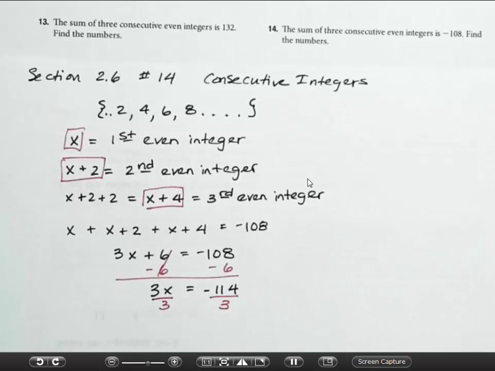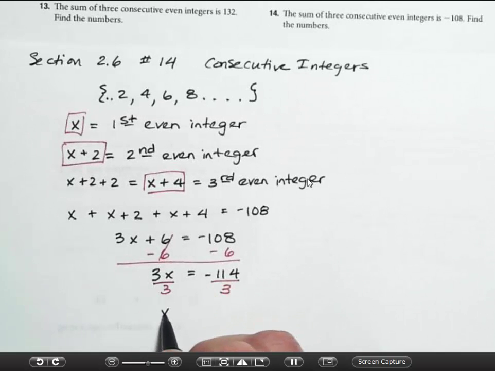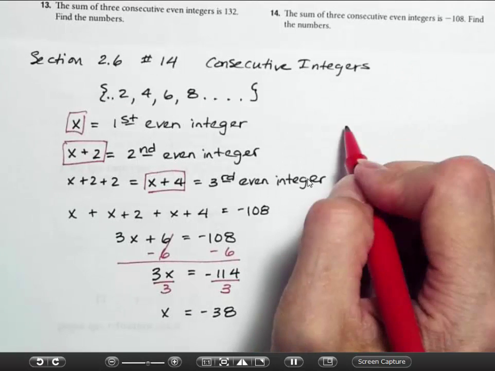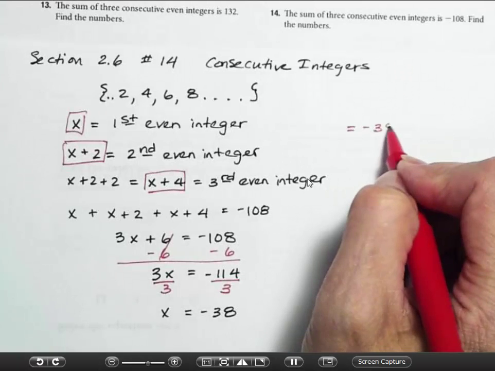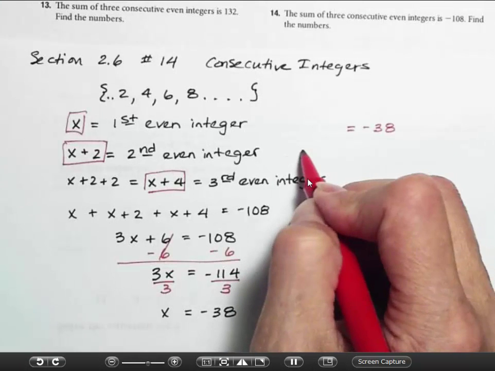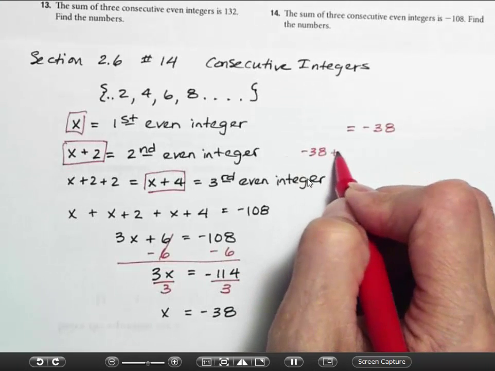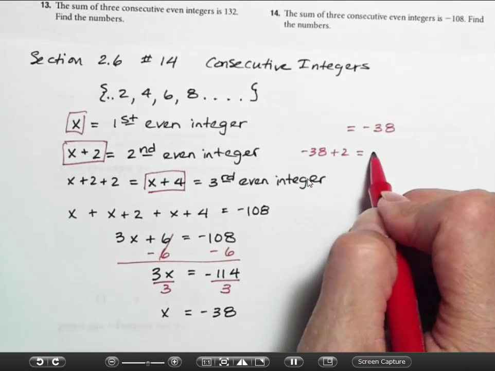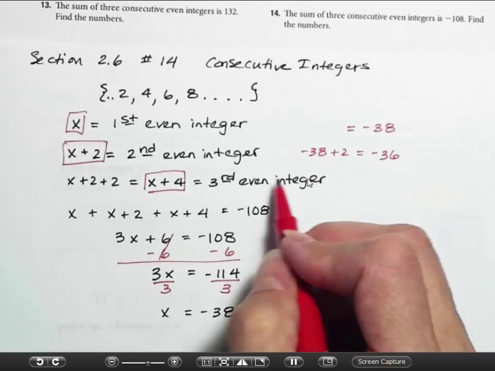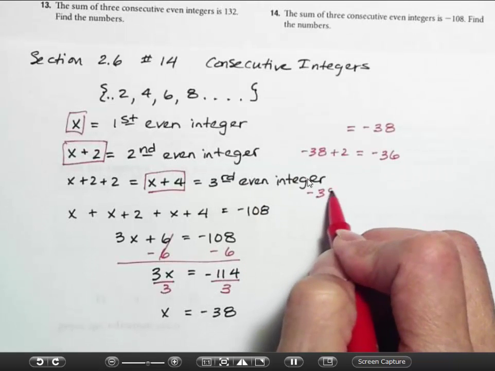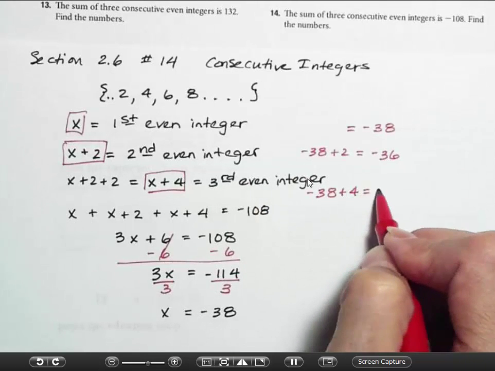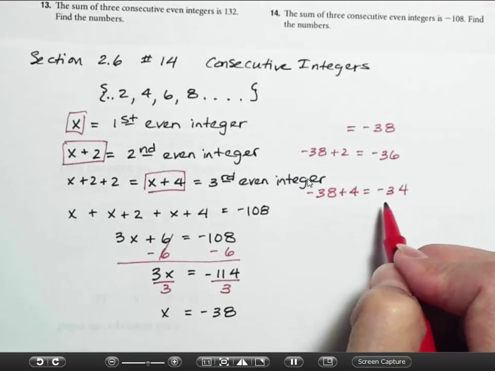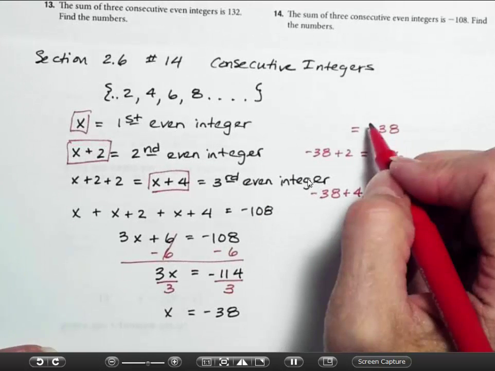And I end up with x equals negative 38. So my first even integer over here is going to be negative 38. And my second even integer is going to be negative 38 plus 2. And remember, I'm negative, and now I'm going more positive, so this becomes negative 36. And then my last third integer is going to be negative 38 plus 4, which is negative 34. So this ends up being my answers here.